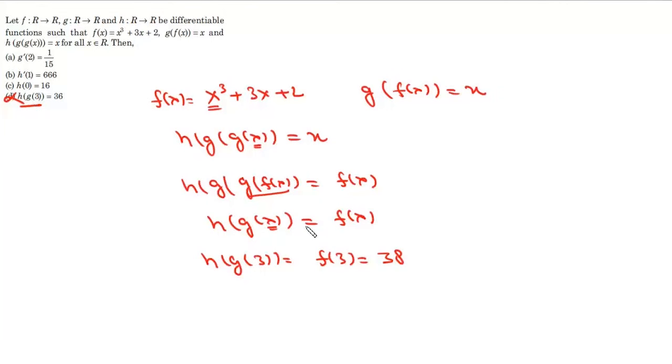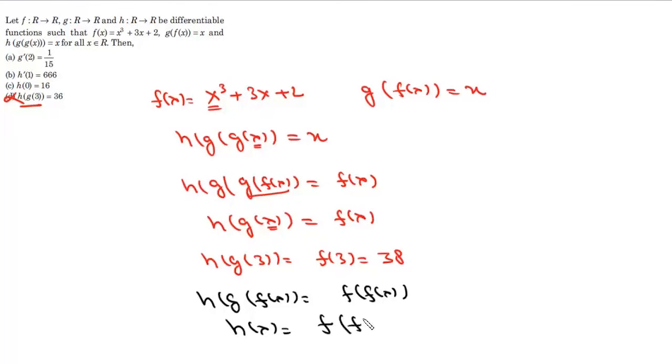Now again, if we replace this x with f(x), we can write h of g of f(x) is equal to f of f(x). Now g of f(x) is again x, so we can write h(x) as f of f(x). Now if we find h(0), h(0) will be f of f(0). Now f(0) is 2, so this is f(2), and f(2) is 8 plus 2, 10, 10 plus 6, 16. So this value is 16. That means this option C is correct.